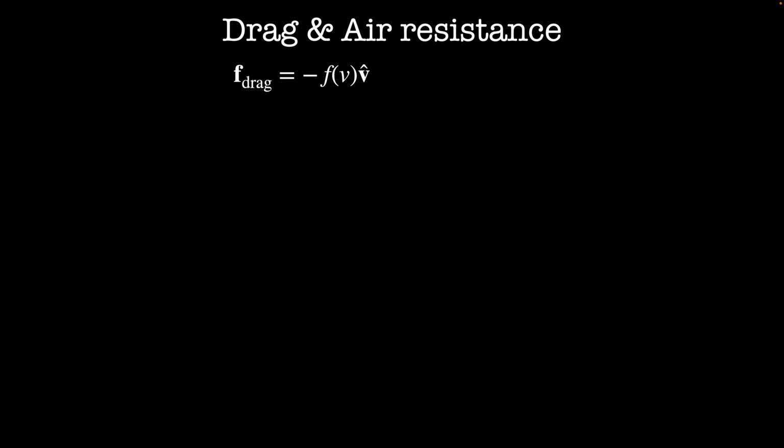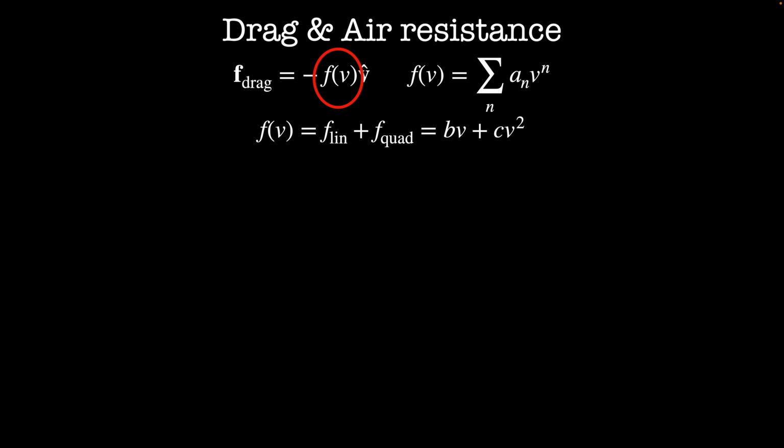Drag is a complicated force. It depends on the shape of the object that's moving, it depends on the nature of the medium, and on the interaction between the medium and the object surface. To get a better handle on it, let's use a tried and true trick. We're just going to Taylor expand the force for small velocities. This gives us a power series in terms of velocity. For now, let's keep the two lowest terms: a linear term, F linear, and a quadratic term, F quad.